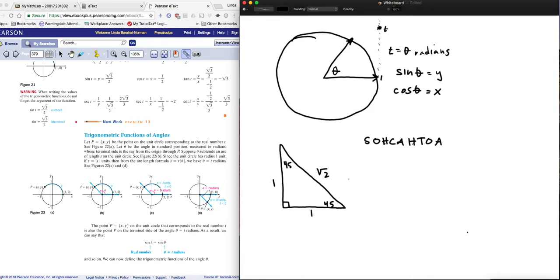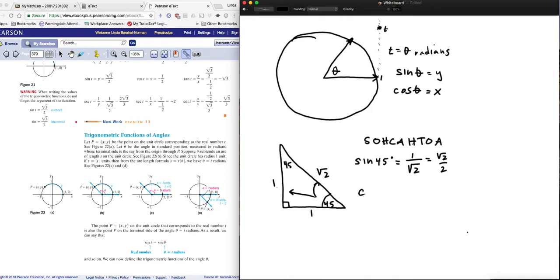All right, so when I look at a 45-degree angle, let's say I look at the sine of 45 degrees. Let's take this as the 45-degree angle. I'm looking at the opposite side, the side opposite over the hypotenuse. So that is 1 over the square root of 2, or rationalized, square root of 2 over 2.